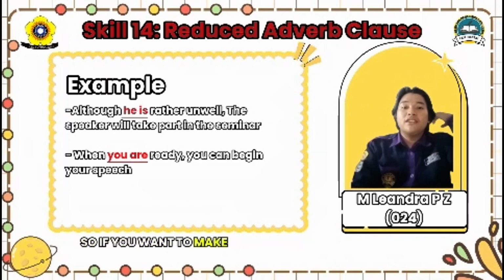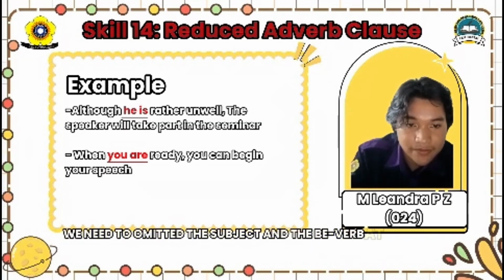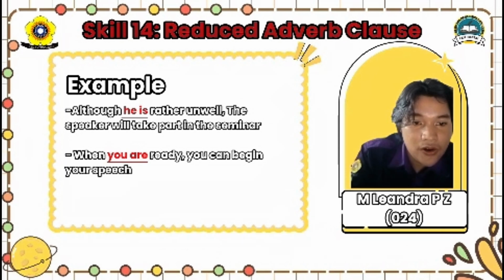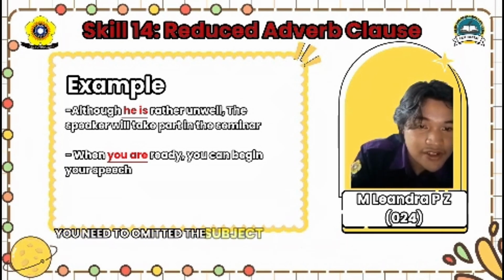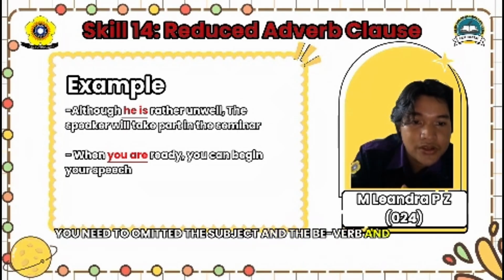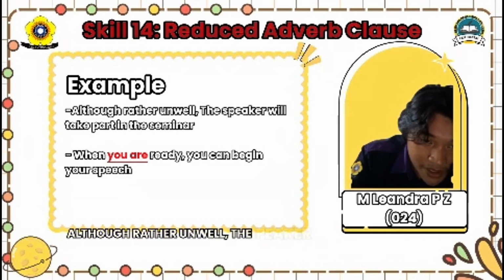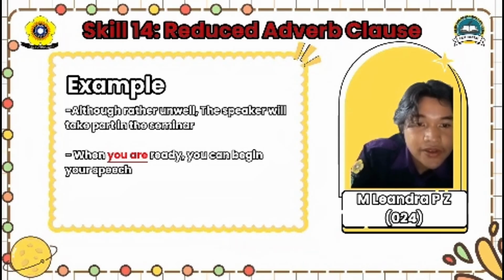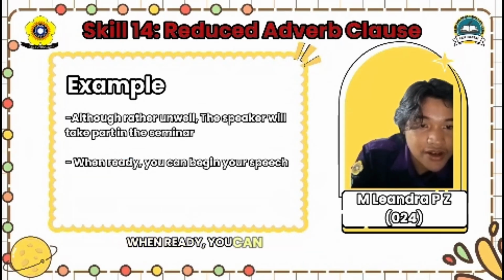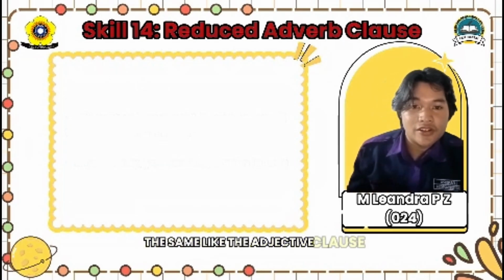So if we want to make a reduced form adverb clause, we need to omit the subject and the be verb. In the first sentence, although he is rather unwell, you need to omit the subject and the be verb. And it will be like this. Although rather unwell, the speaker will take part in the seminar. And the second one, when ready, you can begin your speech. The same as the adjective clause.